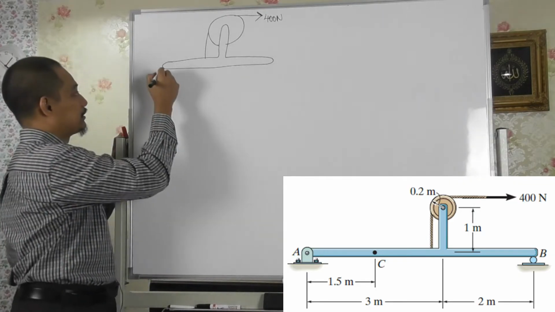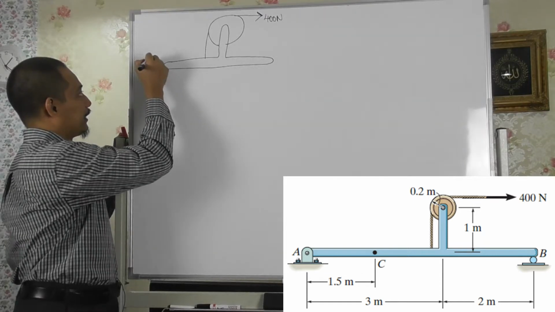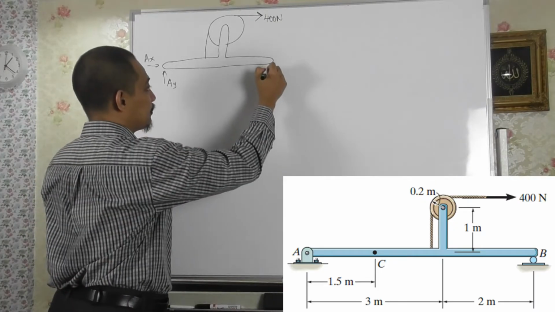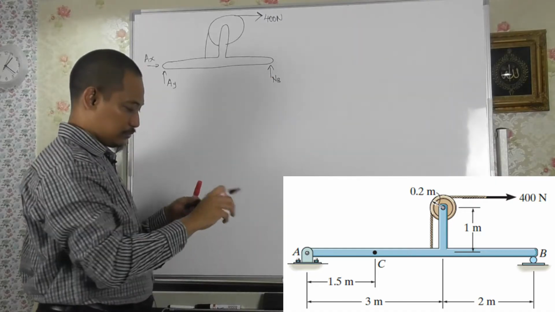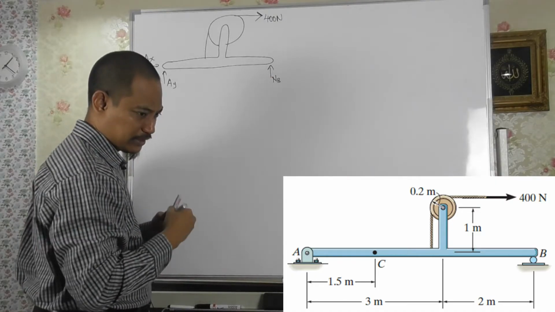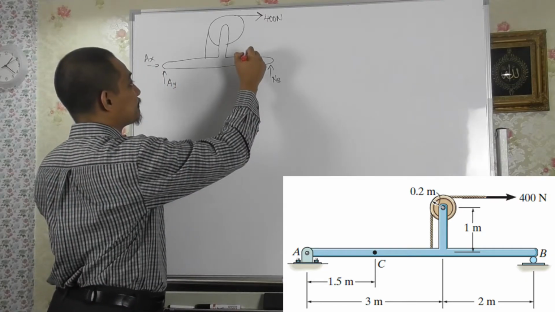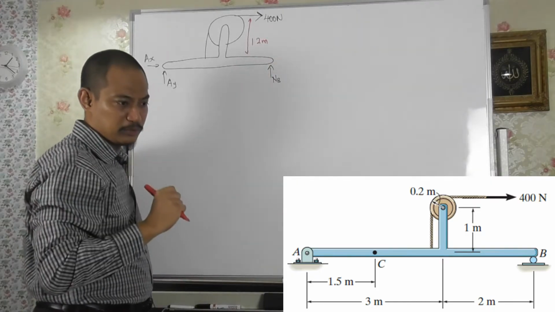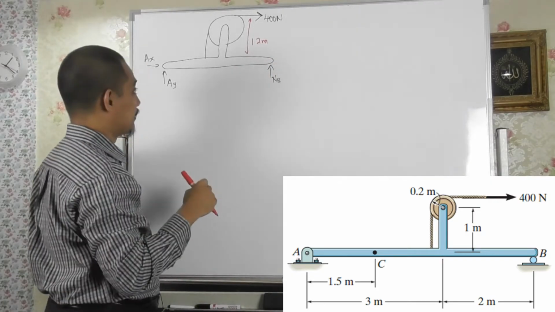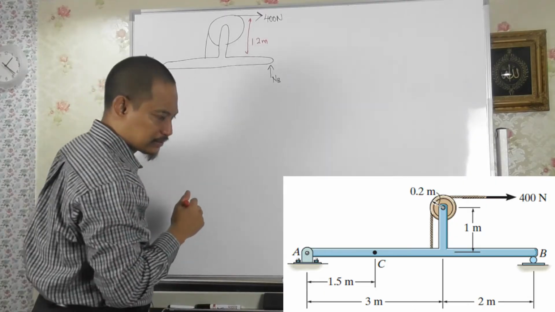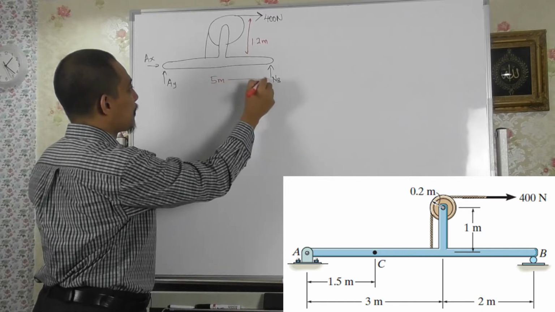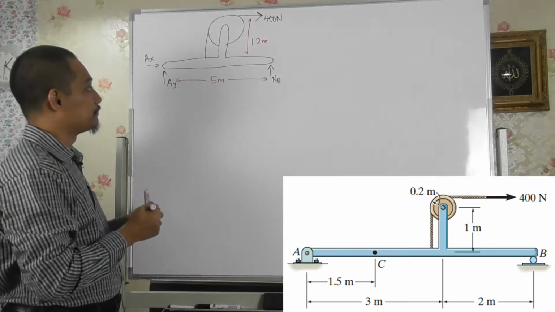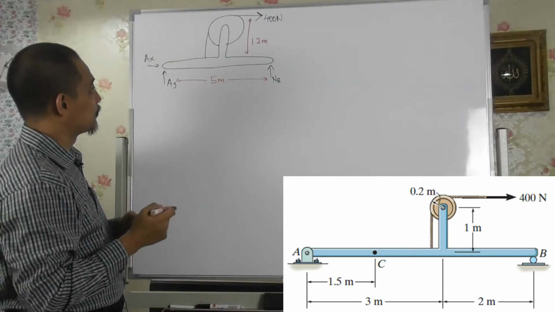And then here at point A is a pin, so we have, let's say, AX and AY, and at point B we have the normal reaction NB here. So in terms of the dimensions, we have 1.2 meter here, which is 1 meter plus that 0.2 meter diameter of that pulley, and then the length here is 5 meter in total, right? So those are the important dimensions.